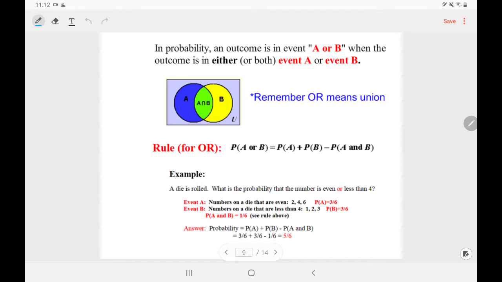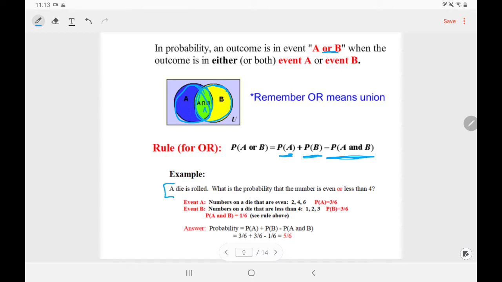The probability of an outcome in event A or B is when I'm okay with one happening or the other happening, or both. It's okay to be in this intersection. But remember, if I say here's the probability of A and here's the probability of B, notice I have circled this middle section twice. So when I'm calculating a probability, I add probability A, I add probability B, but I have to subtract the probability that they are both going to happen at the same time.